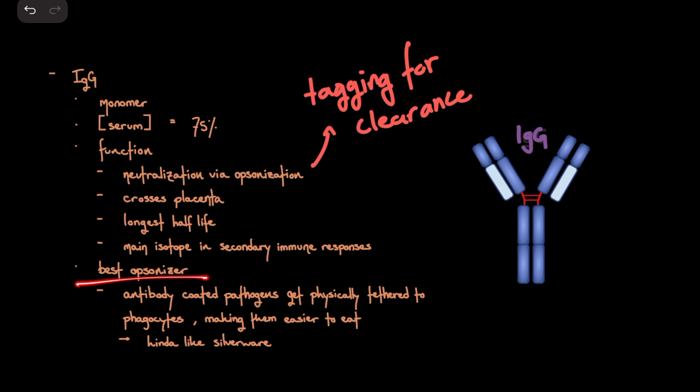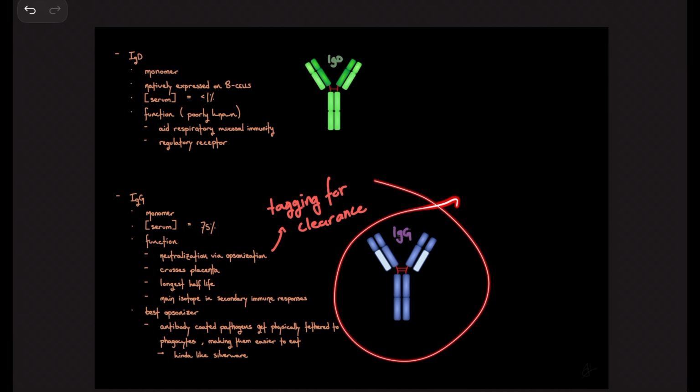Again, best opsonizer possible. So antibody-coated pathogens get tethered to those phagocytes. Oh, I was ahead of myself. Kind of like silverware. So I'm tagging that, slowing the pathogens down. My phagocytes are just like, oh, this is much easier to get rid of. I have a fork and a knife. Let's get at it. So IgG is great for that defense.